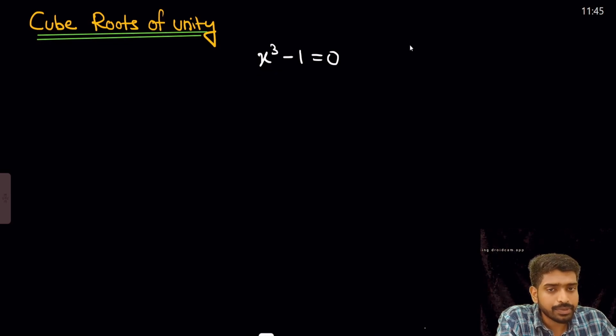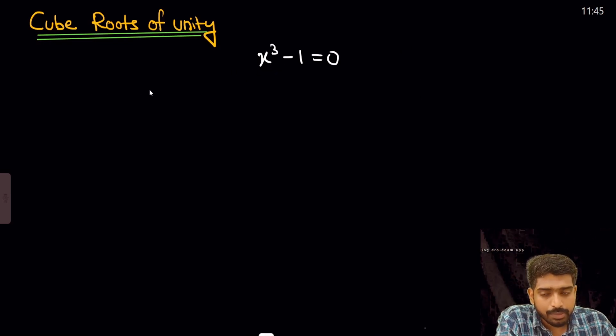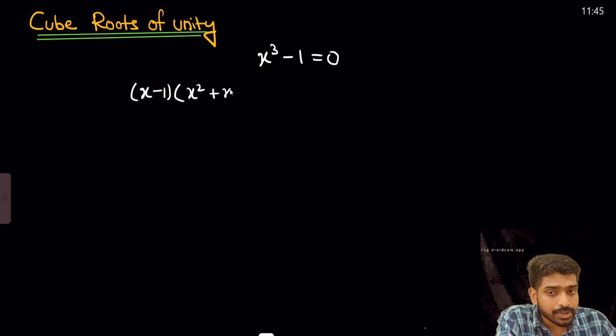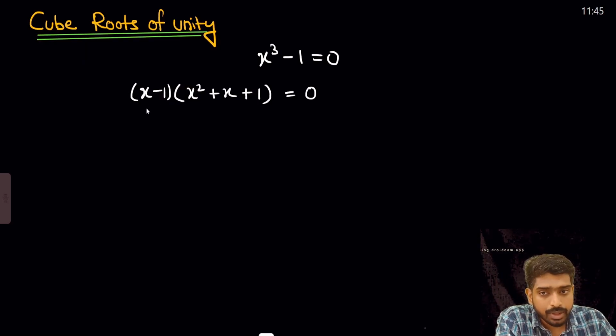First, we can apply the formula of a cube minus b cube. What is the formula of a cube minus b cube? It is a minus b, which will be x minus 1, times a square plus ab plus b square, which is x square plus x plus 1, where b is 1. Got it? From here, one solution I got is x minus 1 is equal to 0, or x is equal to 1. So that is one solution of this equation.